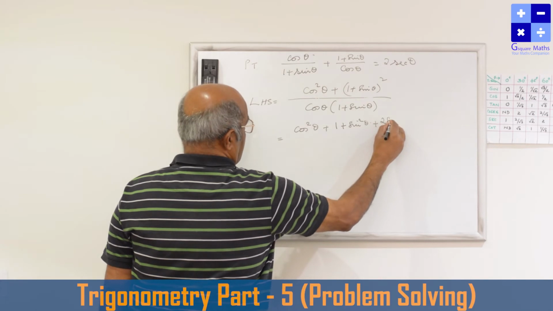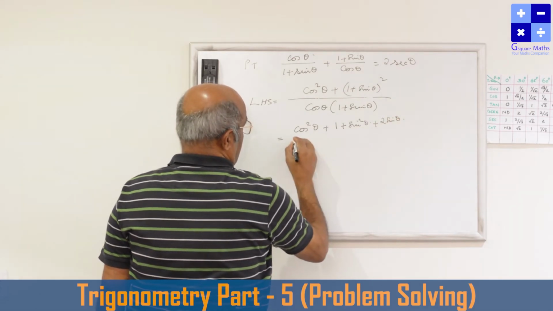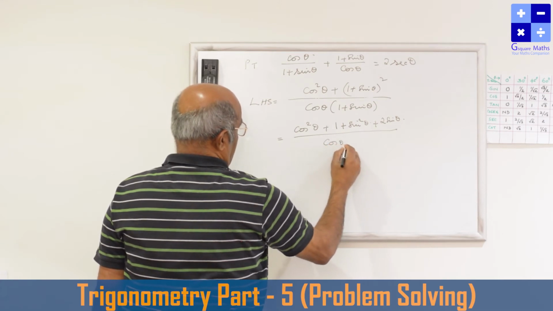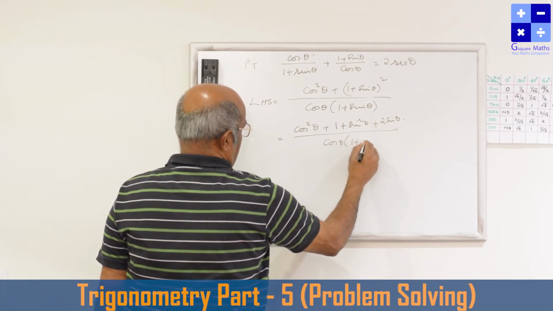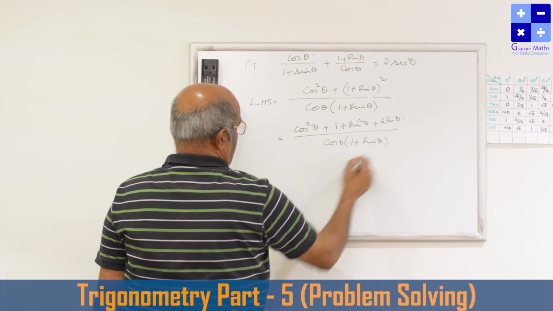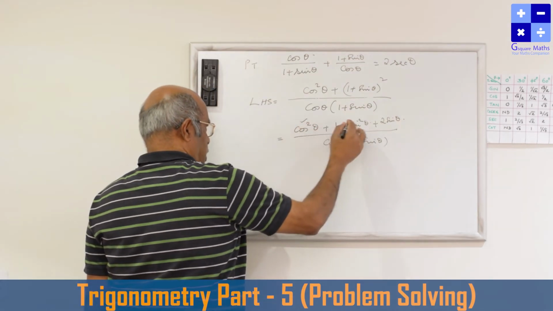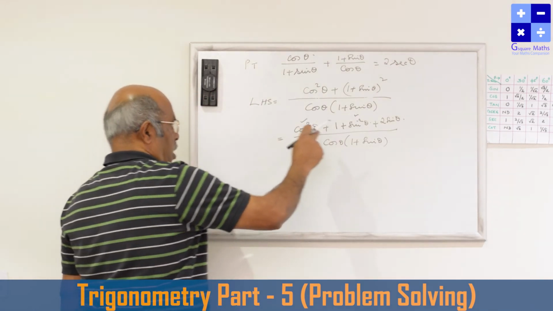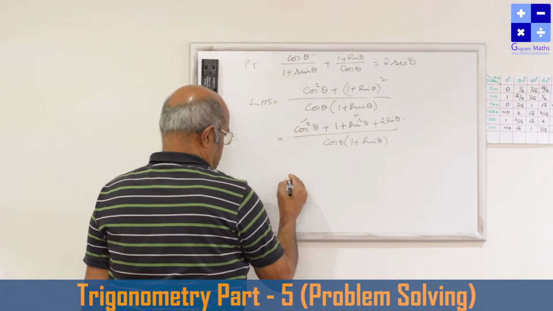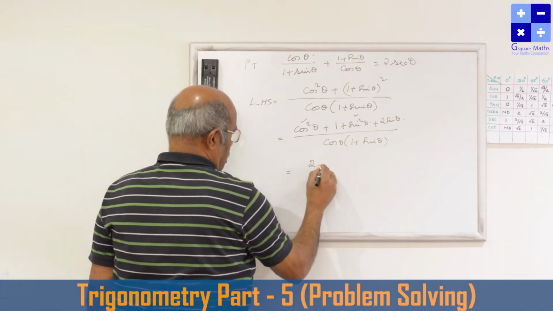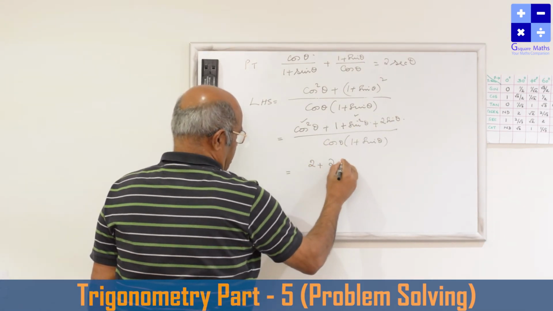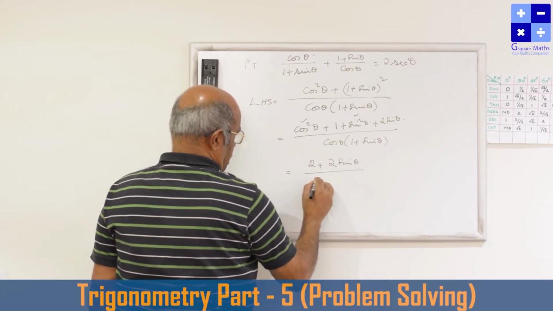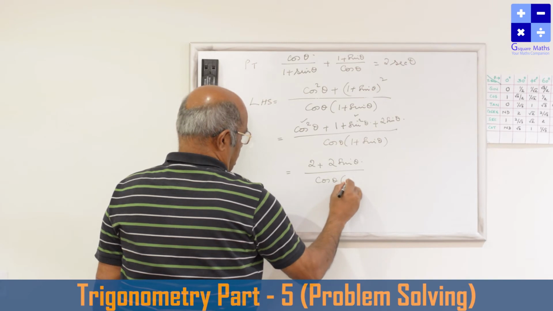plus 2 sin theta. Cos square theta plus sin square theta, first identity, that is nothing but 1. So already 1 is there. So 1 plus 1 is equal to 2. This 2 sin theta as it is. By cos theta into 1 plus sin theta.